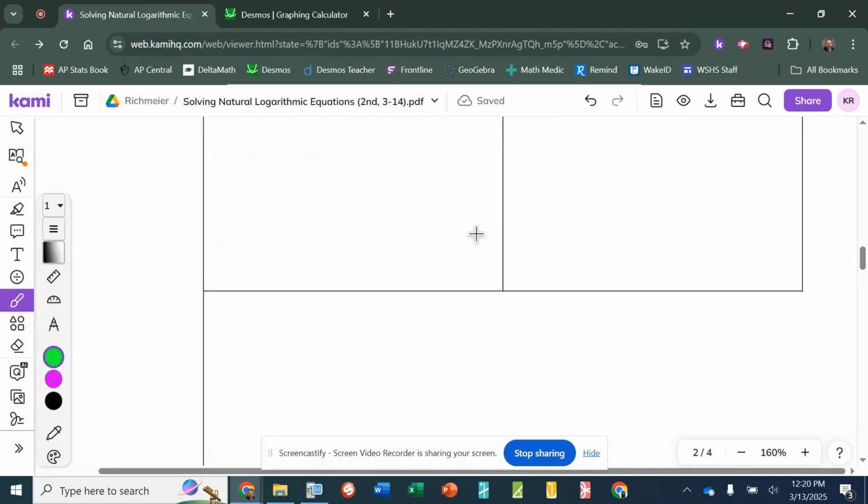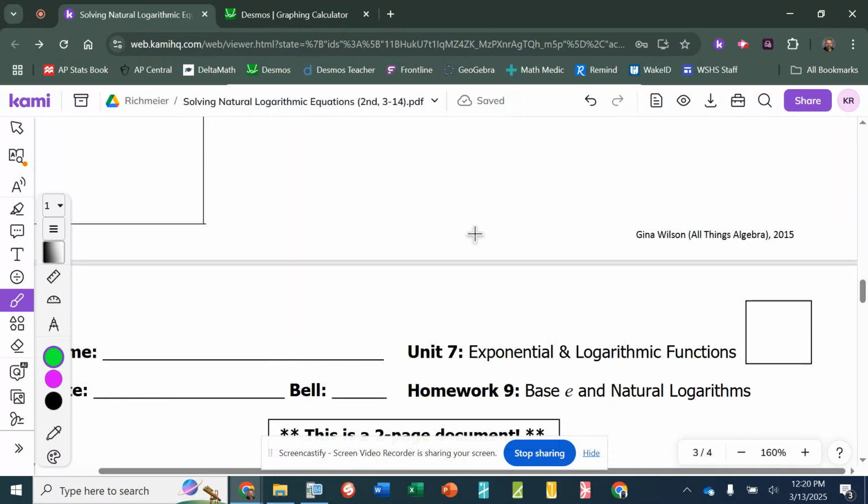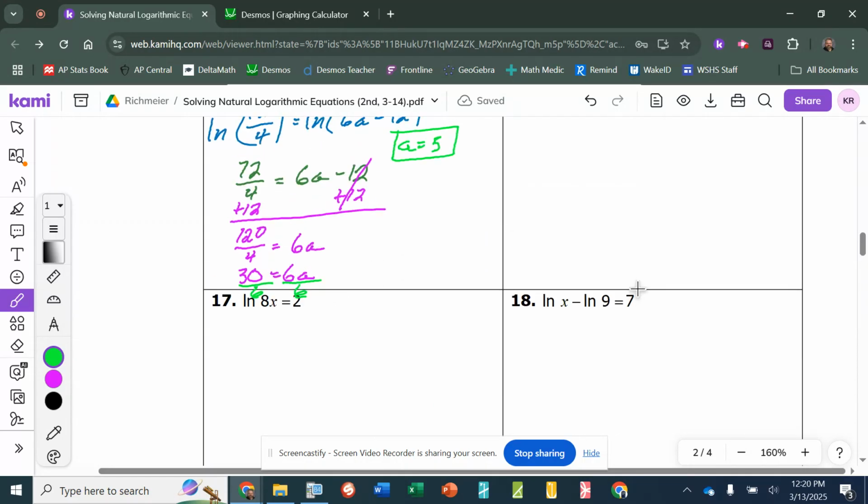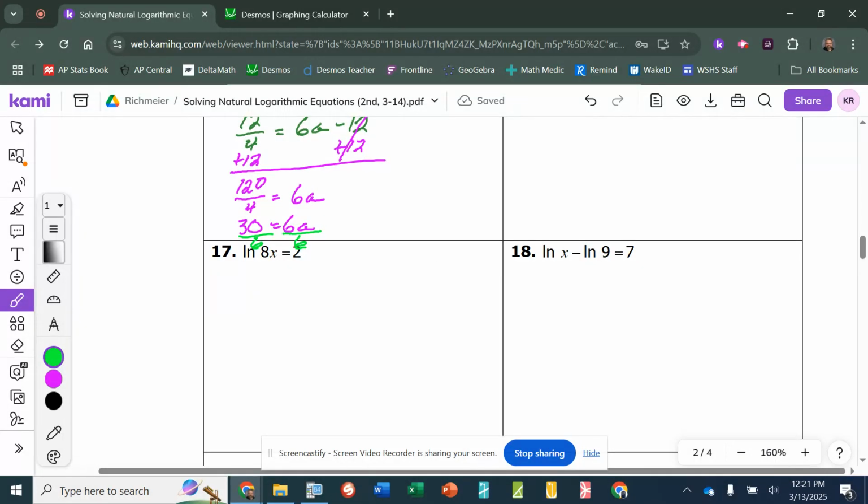All right, let's jump to a couple of the ones where it's like type 2 because we've got a log on one side and a number on the other. We've got a couple of them down here, 17 and 18, and that will be the end of the video. It'll be time to practice your delta math.